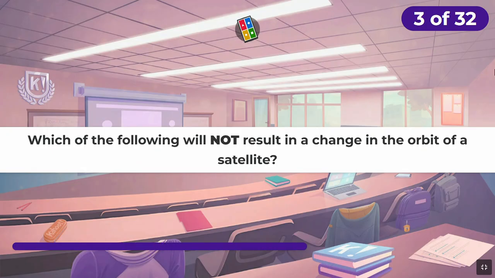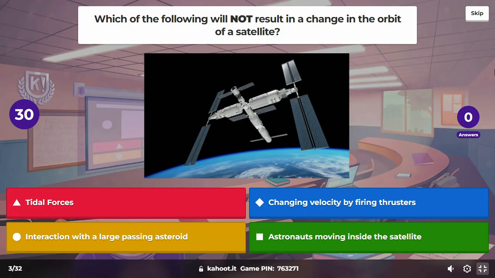We ended last time talking about how you can change your orbit. And so which of these is not a way that you could change the orbit of a satellite?